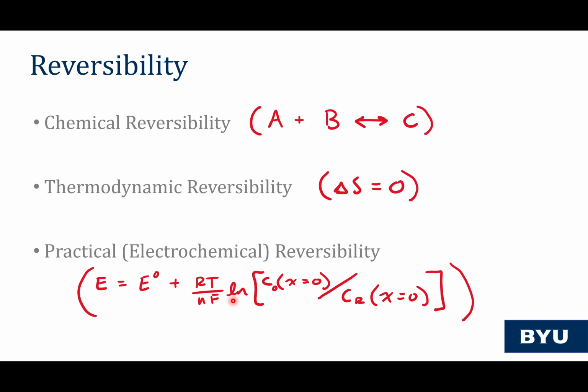And then finally, there's practical or electrochemical reversibility. And what we mean by this in electrochemistry is that the Nernst function properly describes the chemistry occurring at the electrode. And what is needed for that is that your reaction kinetics are fast enough that your potential at your electrode is able to influence the chemistry in your solution so quickly that it always looks like the Nernst equation is in force.